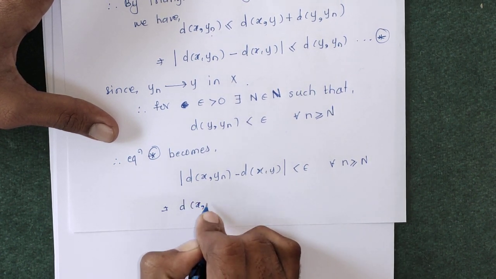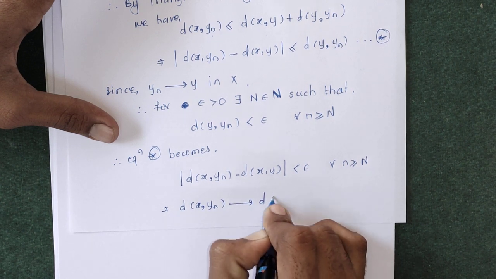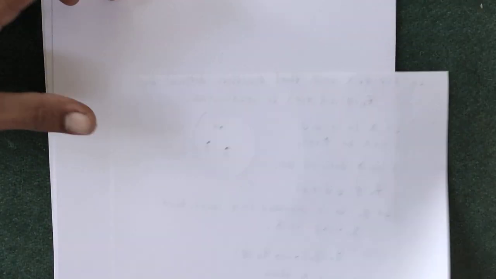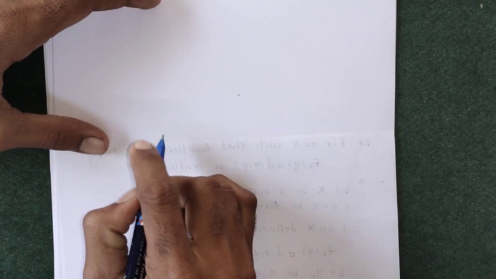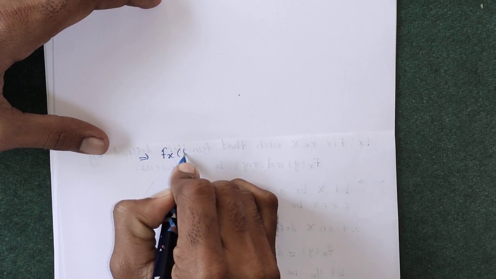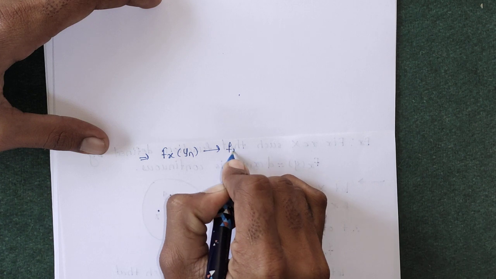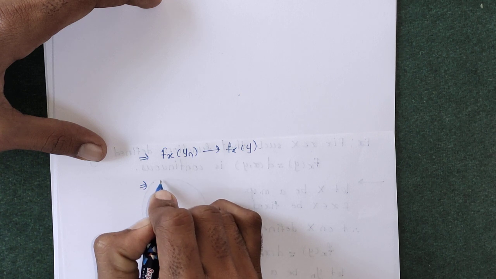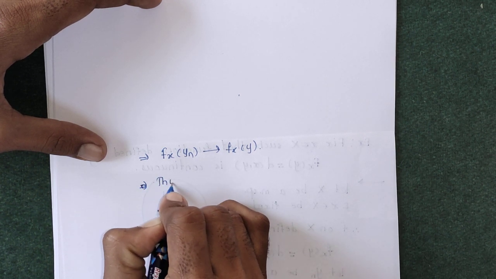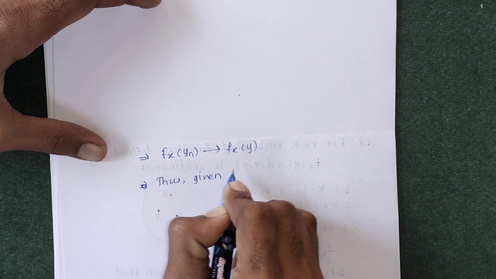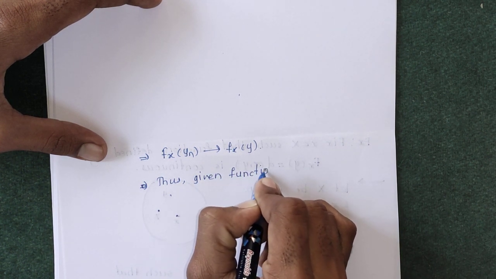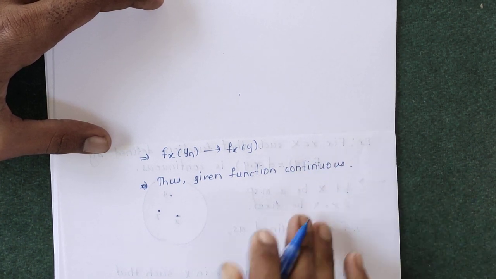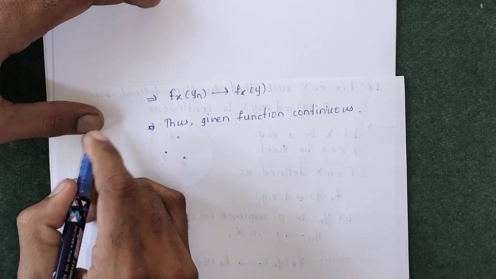The distance of x and yn converges to the distance of x and y by definition of convergence. So this means that f of x of yn converges to f x of y, hence the given function is continuous. Thus the given function is continuous.